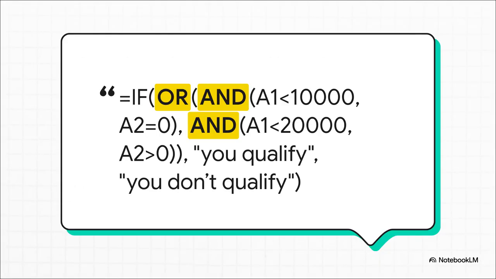And boom! This is what that whole thing looks like as one formula. I know it looks like a monster, but just look closely. It's our if statement. Inside, we have a big or statement. And what's inside the or? 2 and statements. The first and is just rule number 1. The second and is just rule number 2. And the or connecting them says, hey, if either of those rules is true, they qualify. If not, they don't qualify. It's literally just turning those English rules into spreadsheet logic.